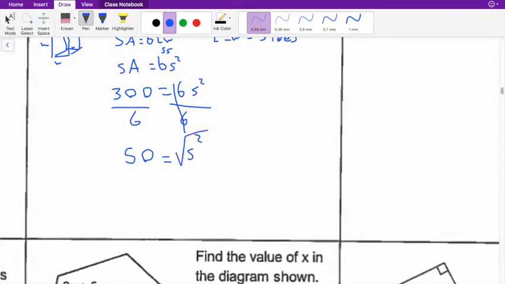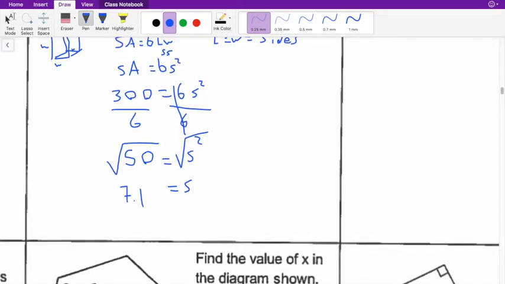We take the square root of it. So S is going to equal 7.1. Right? So then we take a look at the formula for volume. So volume of a cube is length times width times height. And we know a side is equal to all this, right? It's because it's a perfect cube. The length is going to equal 7.1. The width is going to be 7.1. And the height is going to be 7.1.